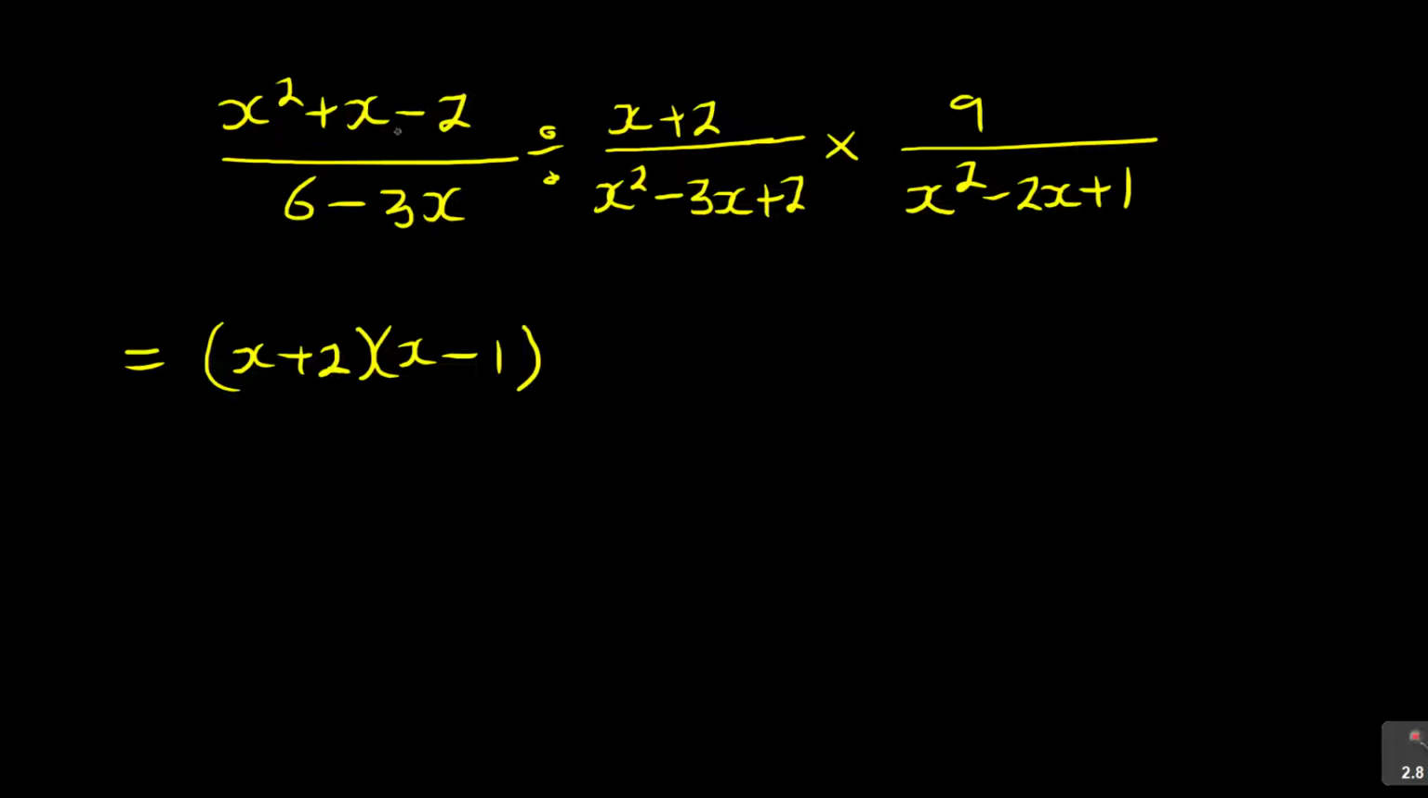2 times minus 1 is negative 2. Then 2x minus x is positive x. You need to know how to factorize that, right? Over, if you look at this one, I need to factorize this.